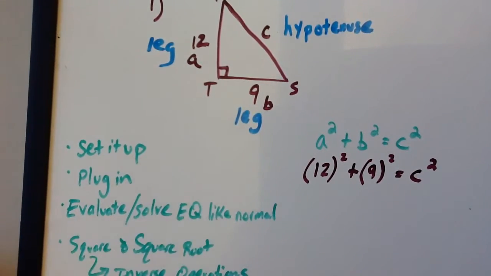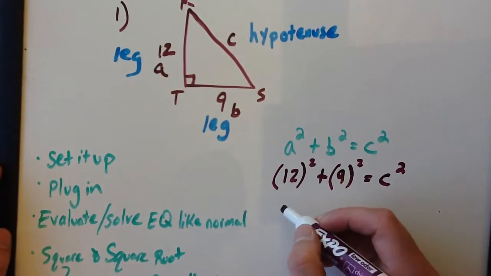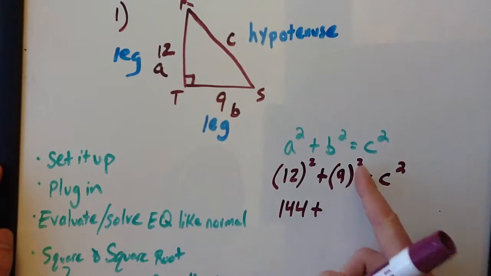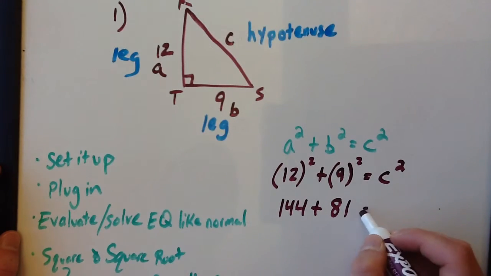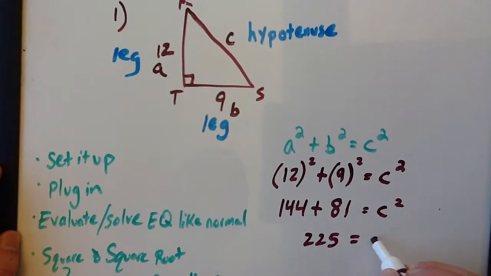I need to solve this equation like we normally solve equations. I need to isolate c. I need to get c by itself, c on one side and everything else on the other side. Okay, so here I know that 12 squared is 144, right? Because that's what 12 times 12 is. Plus 9 squared. 9 squared is 81, right? 9 times 9 equals c squared. 144 plus 81, that's 225. So I know that 225 equals c squared.